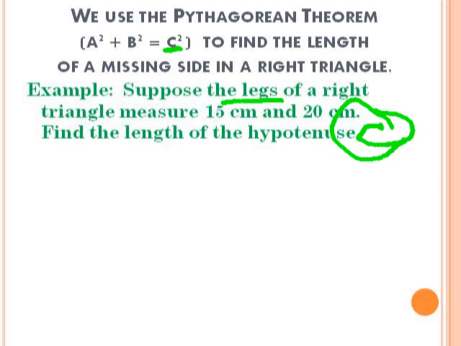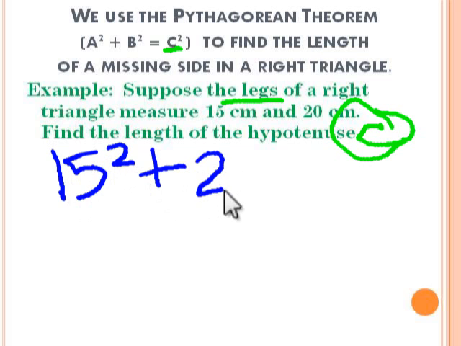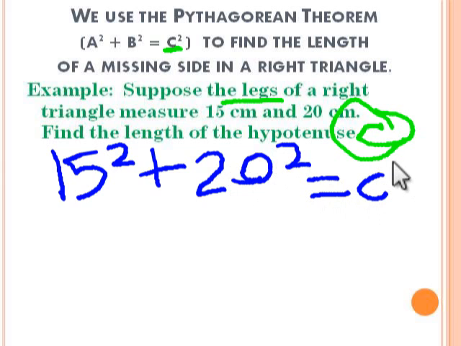So let's change colors here, make it a little bit easier to see. We're going to have the length of one of the legs, which is 15, and we're going to square that. And we're going to add that to the square of the other leg, which is 20. So we're going to square 20. And that's supposed to equal the square of the hypotenuse. Not the length of the hypotenuse, but the length of the hypotenuse squared.